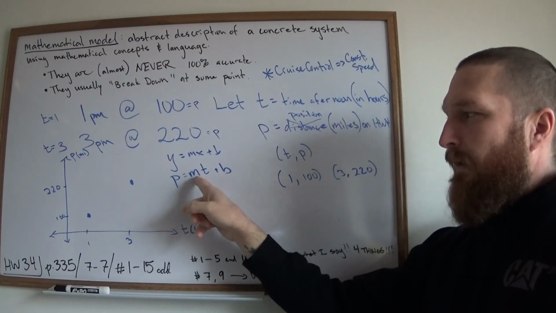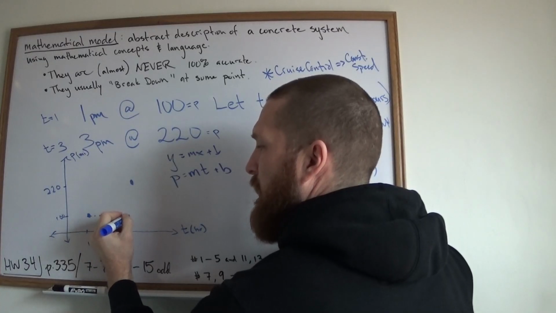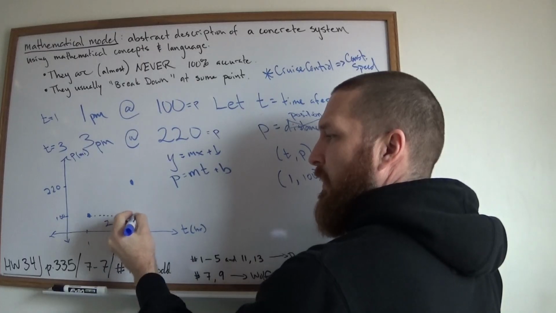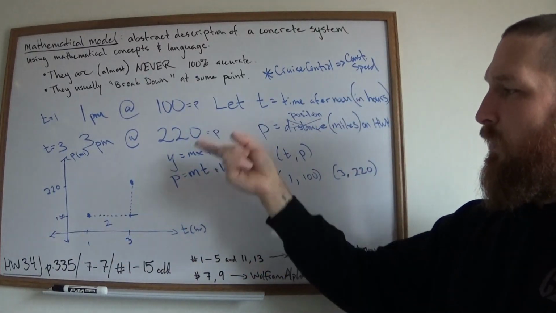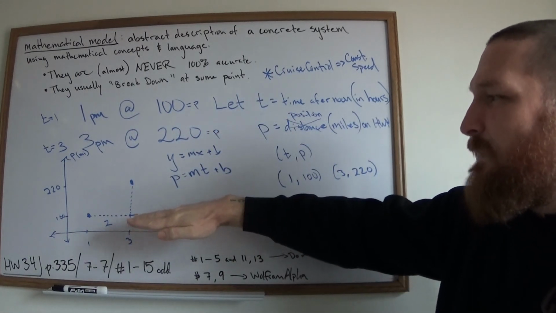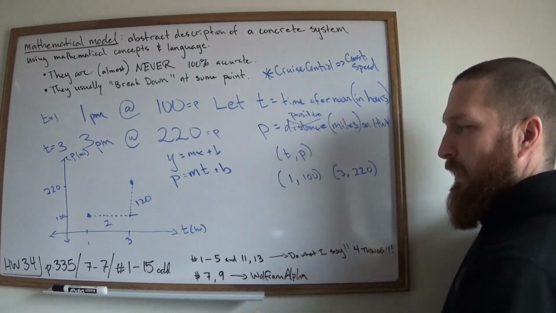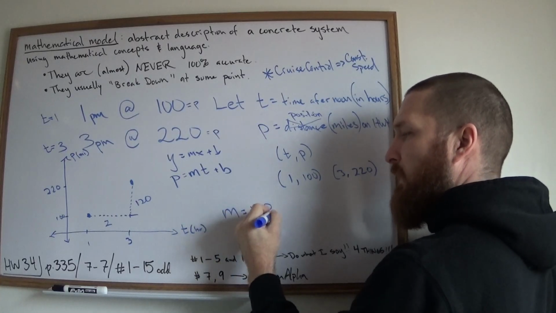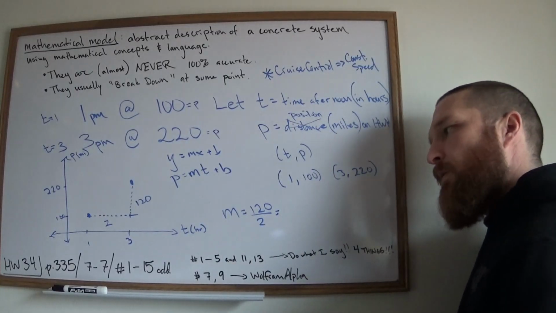Okay, so I would find my m, I'm going to find my rise and my run. Here my run is a total of 2, because we're going from 1 to 3. And then we're going to rise from here to here, and that's 220 minus 100. Or you could say, what's the distance between 100 and 220? Well, that's 120. Then my slope would be my rise over my run, 120 over 2. 120 over 2 should be 60.